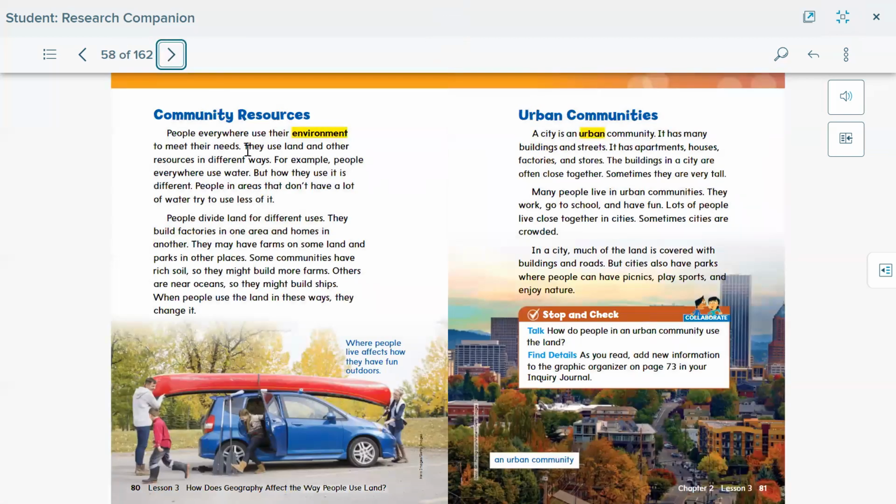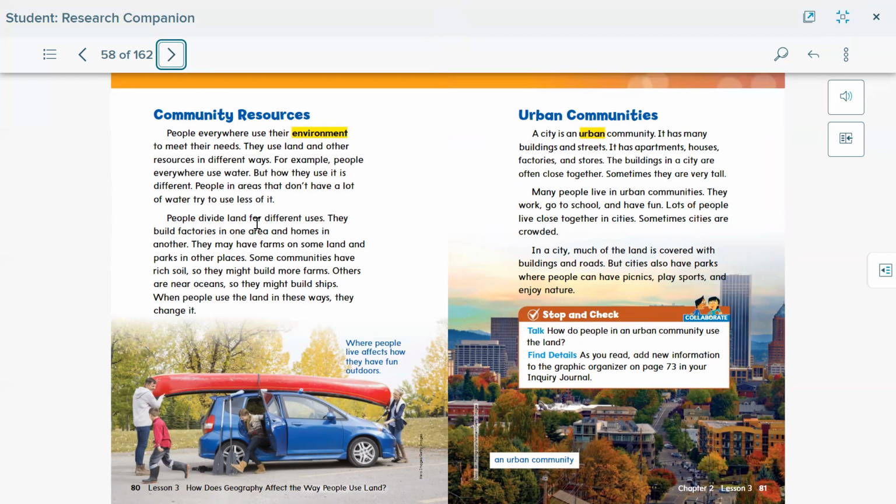All right, community resources. People everywhere use their environment to meet their needs. They use land and other resources in different ways. For example, people everywhere use water, but how they use it is different. People in areas that do not have a lot of water try to use less of it. So that was one of the causes that we saw before.